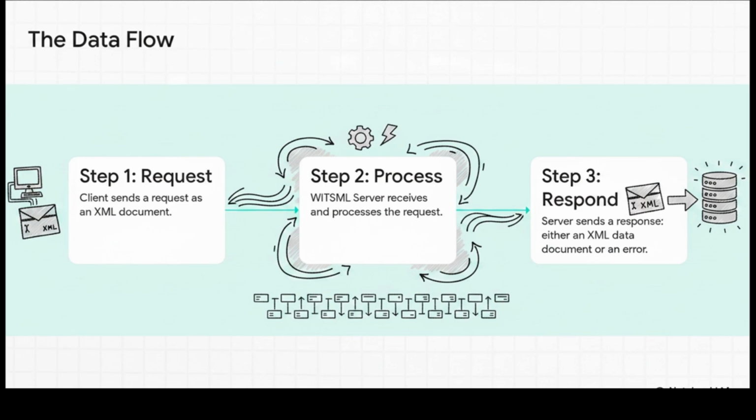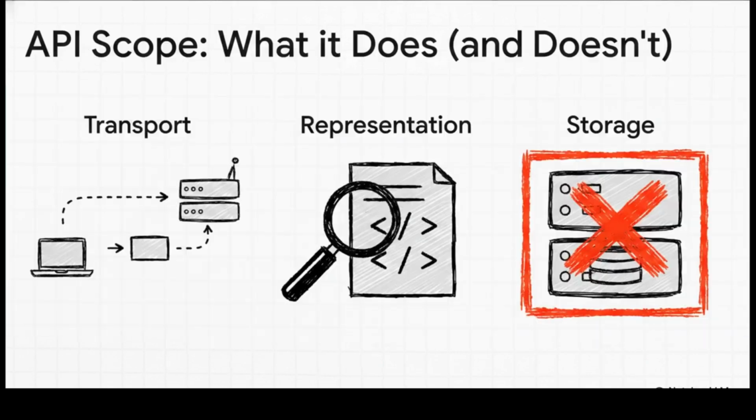And that's the key insight here. XML isn't just the format for the data, it's the contract. By forcing everyone to use it for both the questions and the answers, the API guarantees that any client can talk to any server. Now, this is a super important distinction for any developer or architect. The API is really opinionated about two things: the representation, how data looks in the XML schemas, and the transport, how it moves using web services.